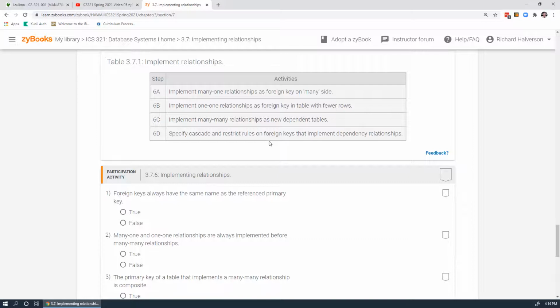So if it's one-to-one, the primary key of the other entity can go in either side. If it's one-to-many, the foreign key goes into the many side, and the foreign key is the primary key of the one side. And then for many-to-many, you have to have a table in the middle.